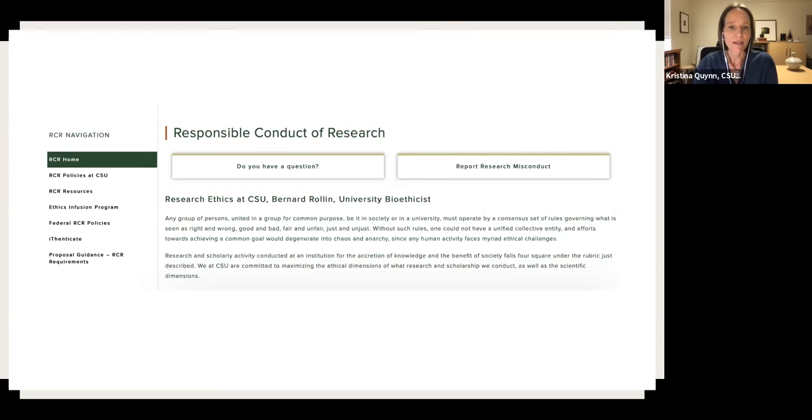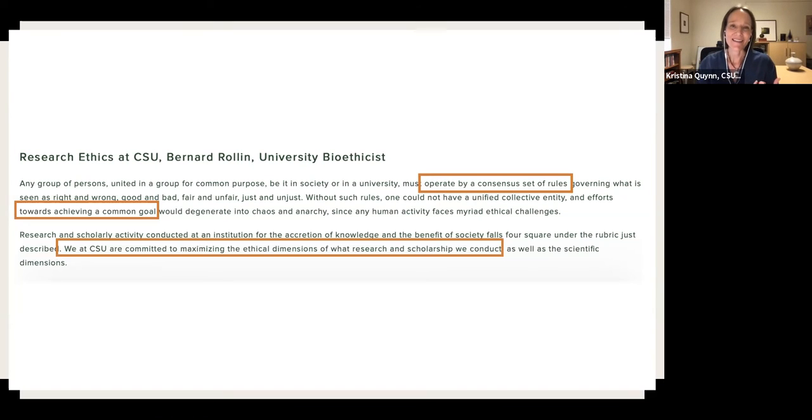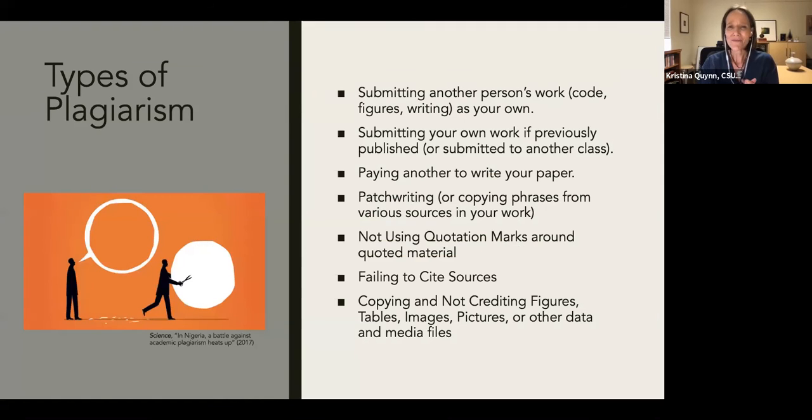We at CSU are committed to maximizing the ethical dimensions of what research and scholarship we conduct, as well as the scientific dimensions. Okay, so part of that research and scholarship that we conduct, a good portion of that happens through writing, right? And so I just wanted to remind us that here we operate by a consensus set of rules. You can think about, again, common knowledge, that's a rule for your field, but notice how it feels pretty squishy, but there's a consensus at least that you're going to be working within something that is common knowledge within your field, so that you don't have to cite it, and anything that's more specific would have to be cited. Achieving a common goal and the creation of new knowledge for sure, and we at CSU are committed to maximizing those ethical dimensions. That writing is part of that.